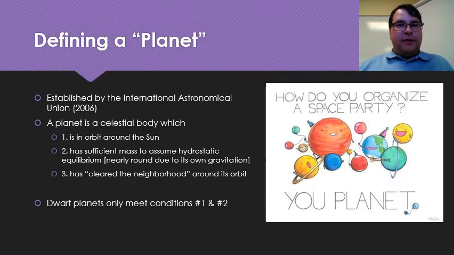So those objects do not have cleared orbital paths. They are instead within the Kuiper belt, which is full of thousands of objects. And so they meet conditions 1 and 2, but in every case here, they do not meet condition number 3, which means that they are a minor planet or a dwarf planet.